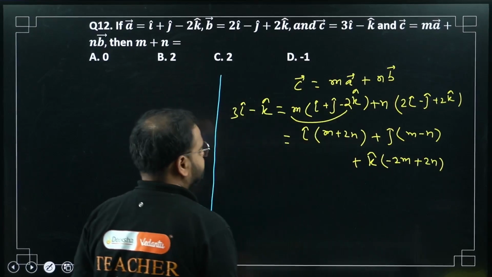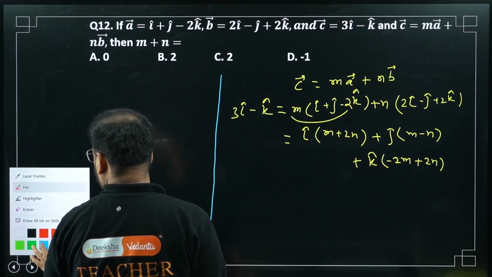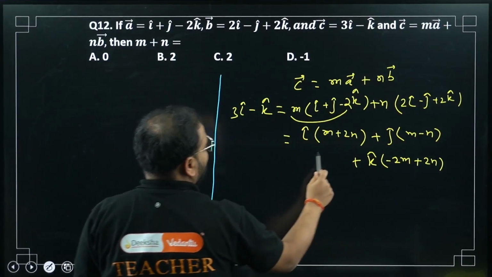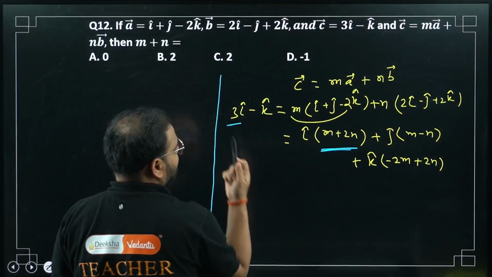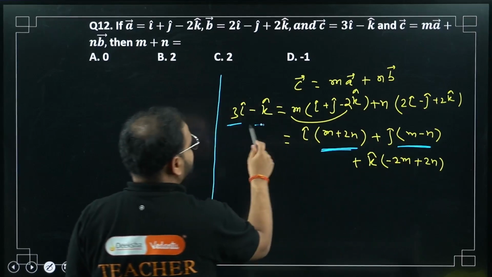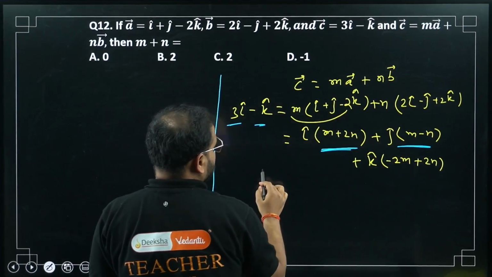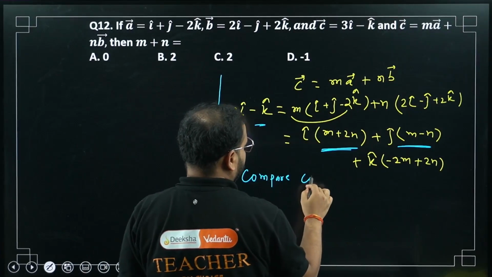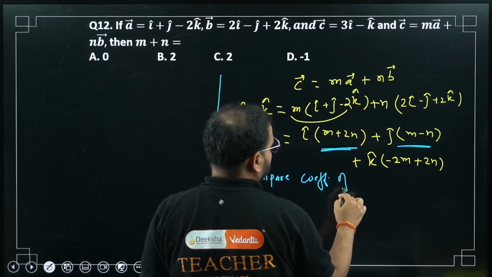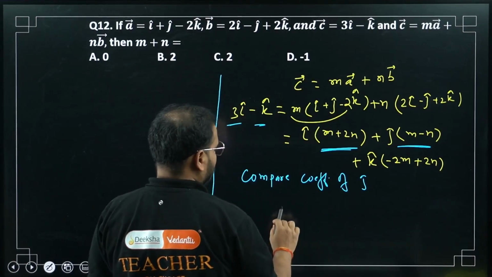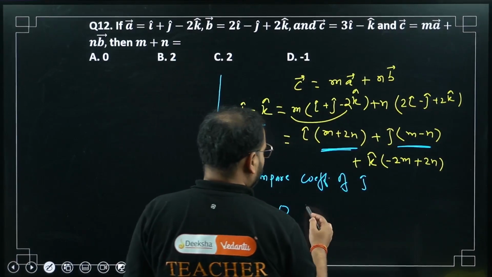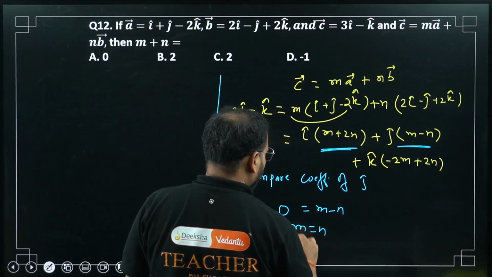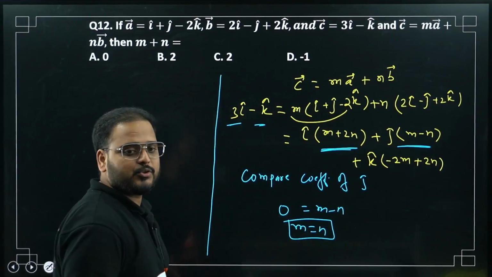Now I will compare the coefficients of i and j. For i, check here, and for j, nothing is there. It means 0. So first check for j. Compare the coefficient of j cap. On this side I have 0. 0 equals m minus n. It means m equals n.